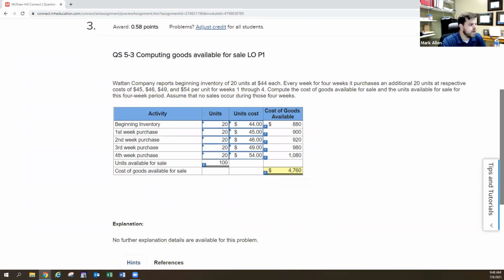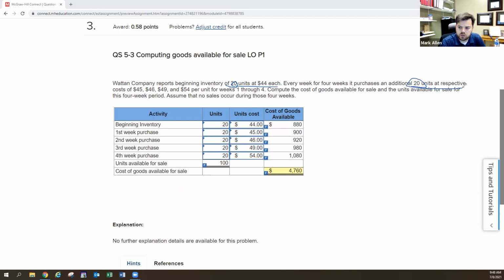Number 3. So here in number 3, we're told Watan Company reports beginning inventory of 20 units at $44 a piece. Every week for 4 weeks, it purchases an additional 20 units at respective costs of $45, $46, $49, and $54 per unit for weeks 1 through 4. Compute the cost of goods available for sale and the units available for sale for this 4-week period, assuming no sales occur during these 4 weeks.